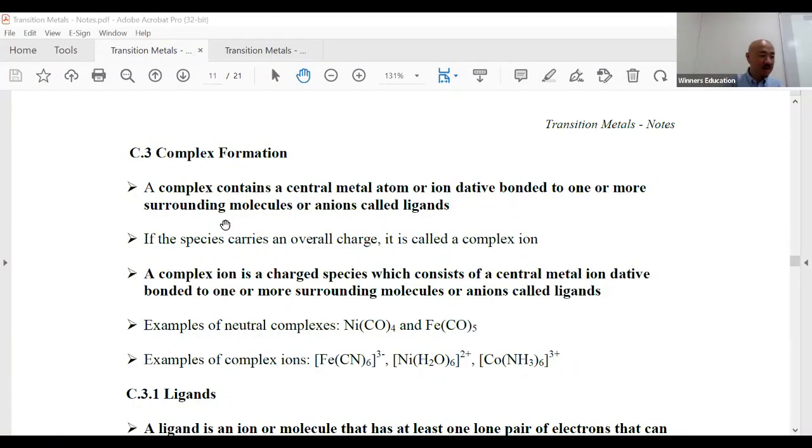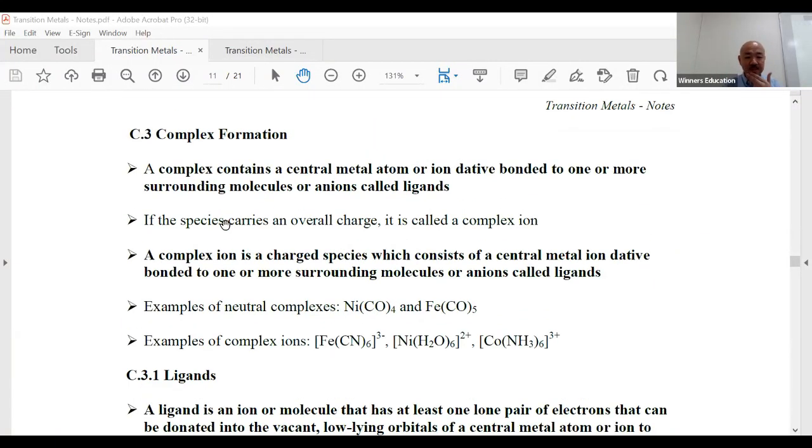So here we go, complex formation. Let's take a look again. Now, a complex contains a central metal atom or ion dative bonded to one or more surrounding molecules or anions called ligands. So again, there are a few definitions you need to know.